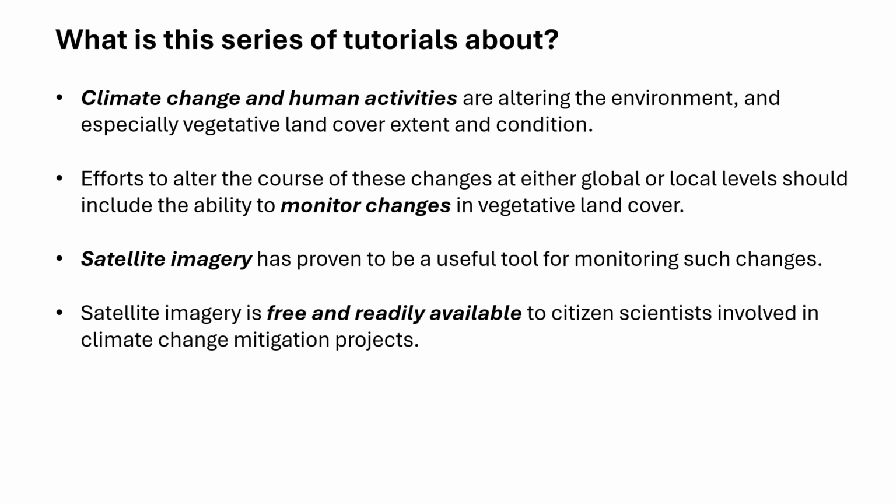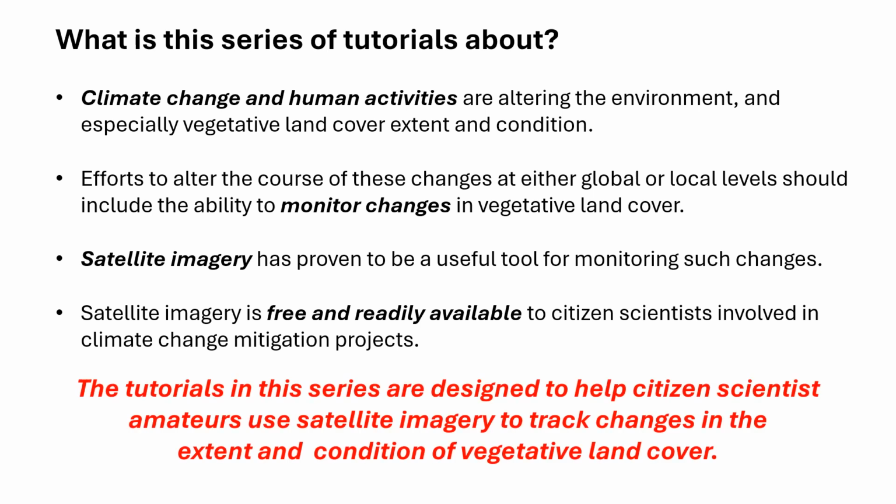Satellite imagery has proven to be a useful tool for monitoring such changes. Satellite imagery is free and readily available to citizen scientists involved in climate change mitigation projects. The tutorials in this series are designed to help citizen scientist amateurs use satellite imagery to track changes in the extent and condition of vegetation land cover.